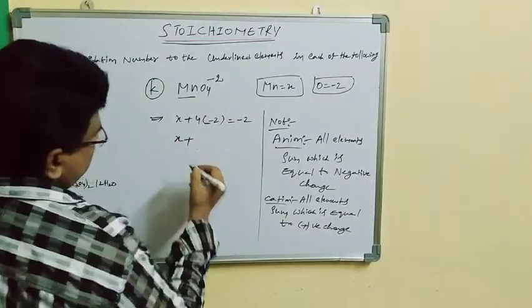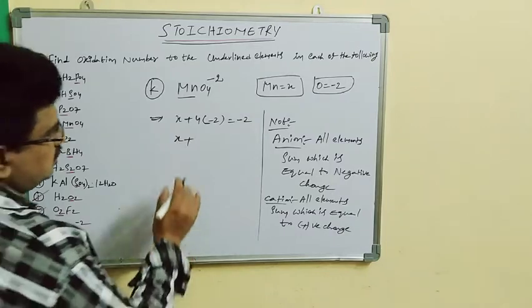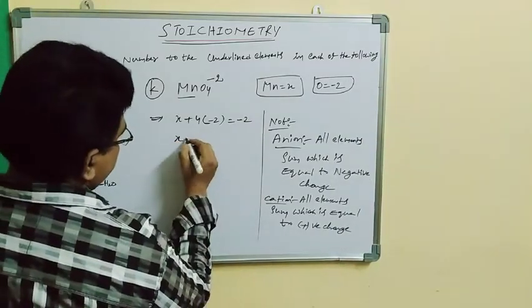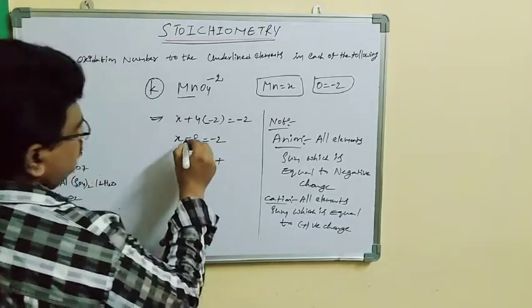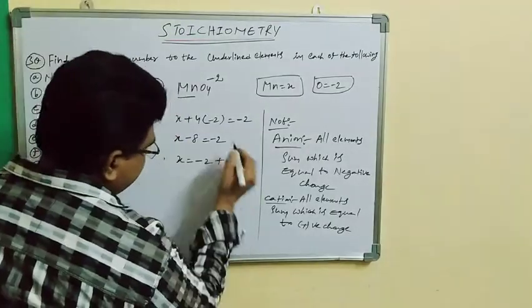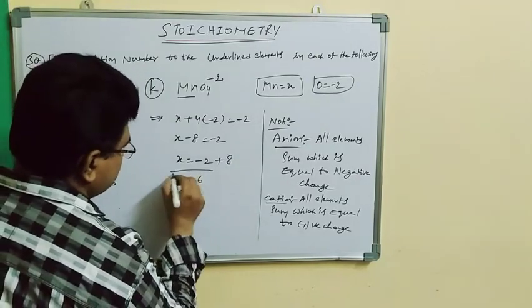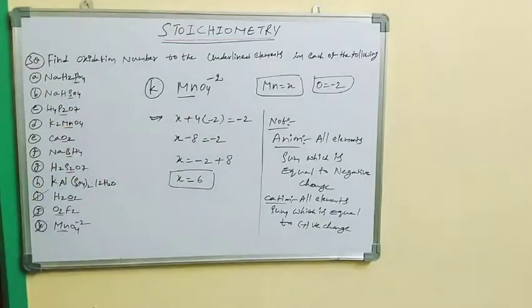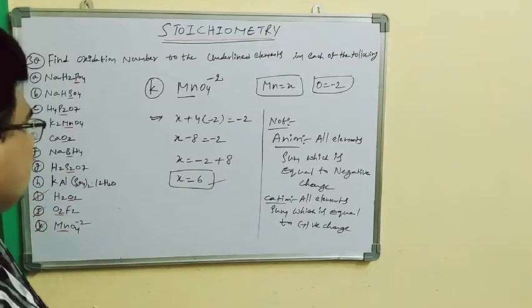So next step, I am simplifying here. 4 2s are 8, minus 2, we get here minus 8. x minus 8 is equal to minus 2. x is equal to how much, student? This minus 8 is on the left side. We have to take it to the right side. Minus 8 becomes plus 8. x is equal to plus 6. The oxidation state of manganese in MnO4 minus 2 is plus 6. This is the third question. So we completed all given compounds.